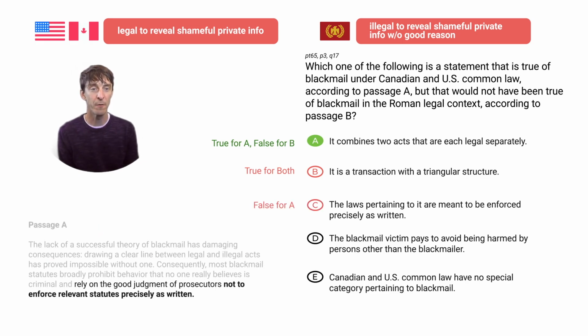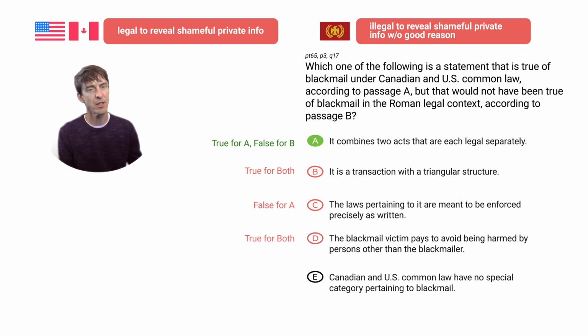Choice C we can get rid of because it's definitely not true for Passage A. It's contradicted. We were told that we are not enforcing these precisely as written. D, just like choice B, is wrong because this is true in both passages. A blackmail victim is always paying to avoid being harmed by someone besides the blackmailer. That's literally what we mean by the triangular structure, so they're almost the same answer.